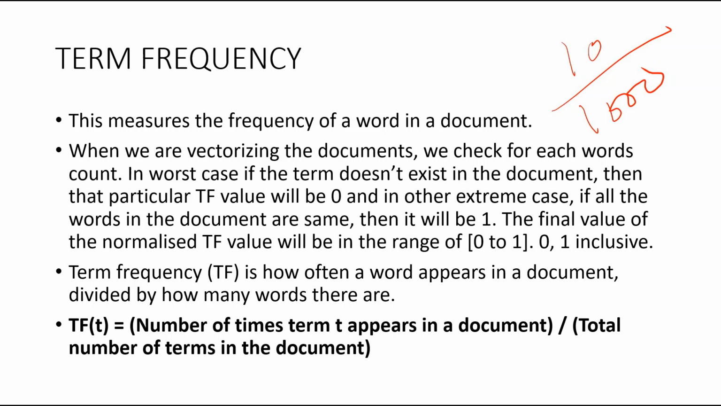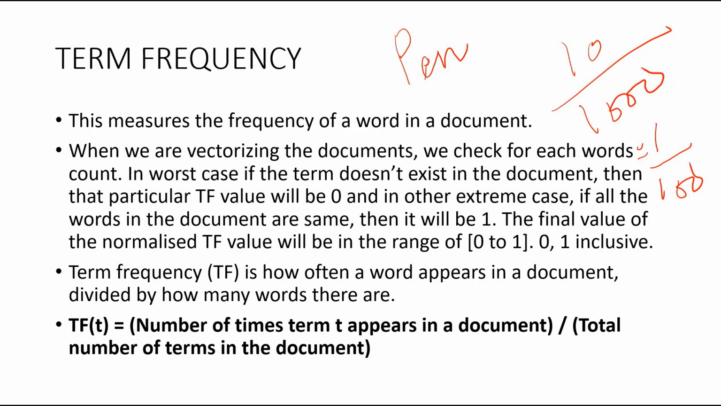See, what is 10 here? You are calculating the term frequency of the word pen in the document. The word pen repeats 10 times. The number of times the word pen comes in the document is 10. The total number of terms in the document is 1000. Then what is the term frequency? It is 10 by 1000, which is equal to 1 by 100. This is the way you calculate it.